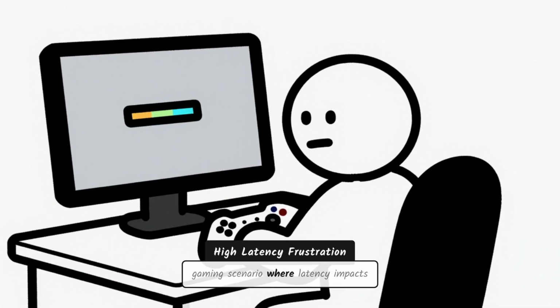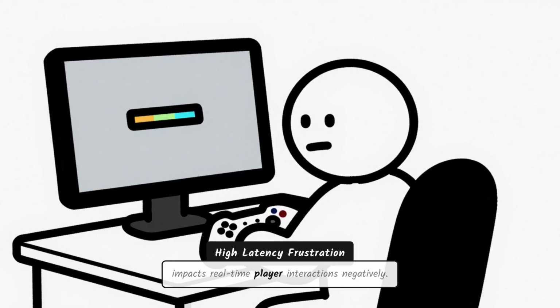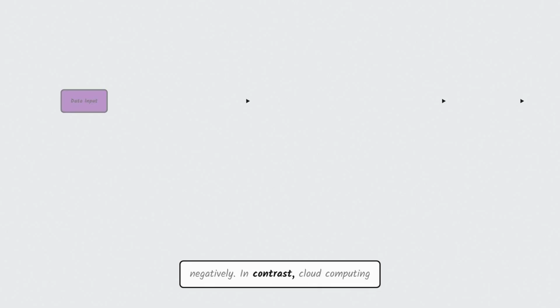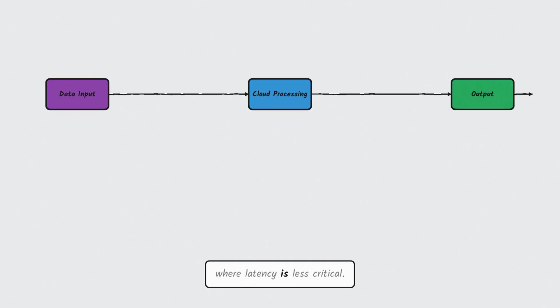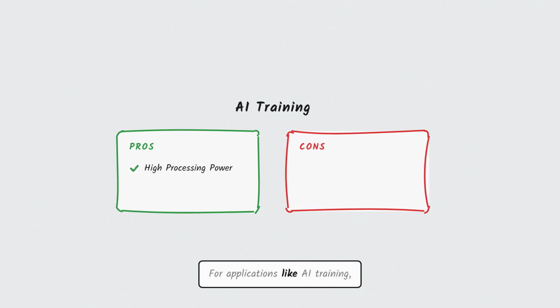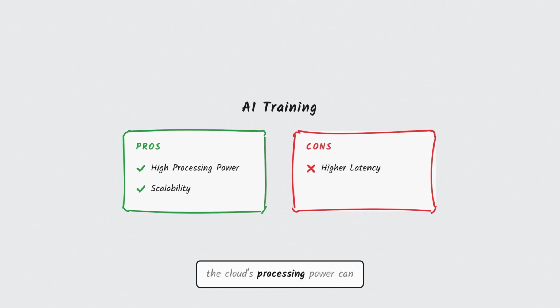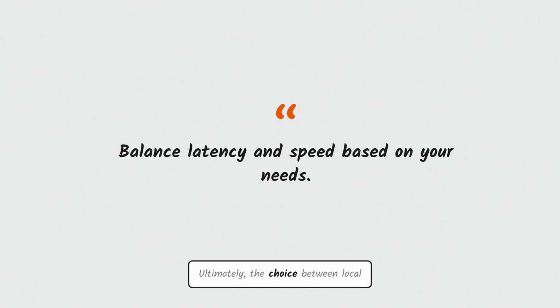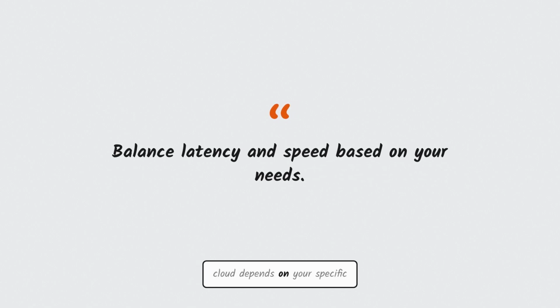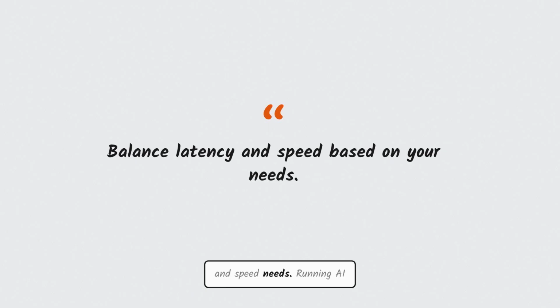Consider a gaming scenario where latency impacts real-time player interactions negatively. In contrast, cloud computing excels at batch processing where latency is less critical. For applications like AI training, the cloud's processing power can outweigh latency concerns. Ultimately, the choice between local and cloud depends on your specific latency and speed needs.